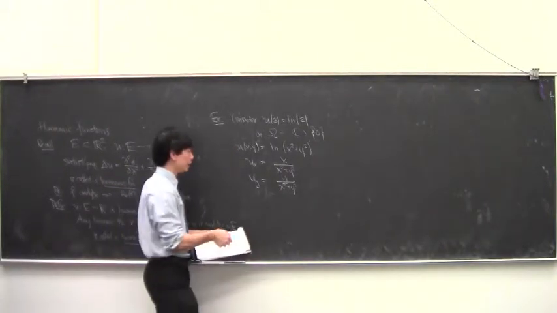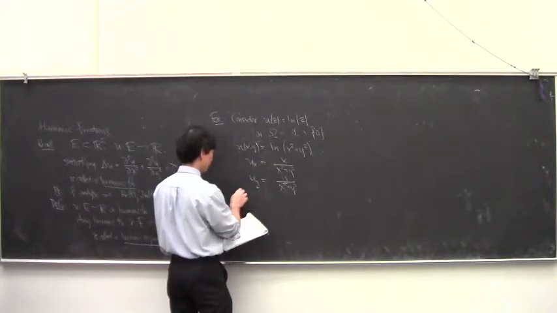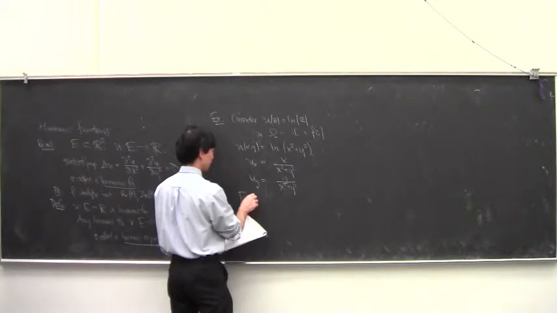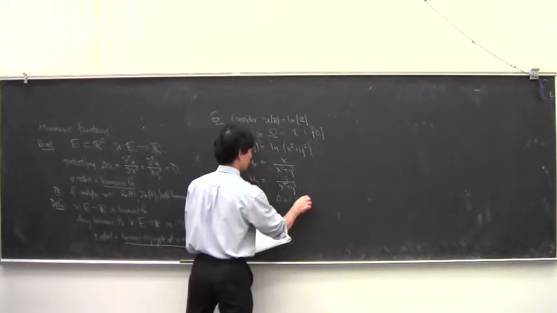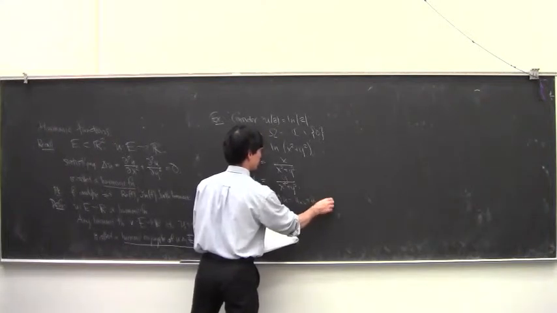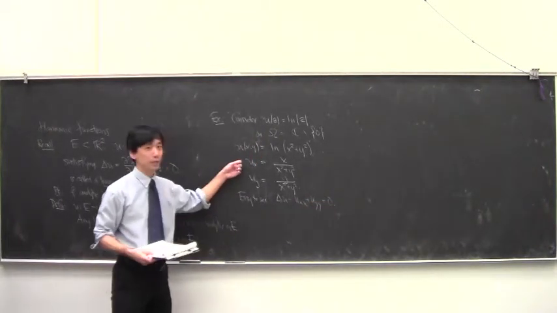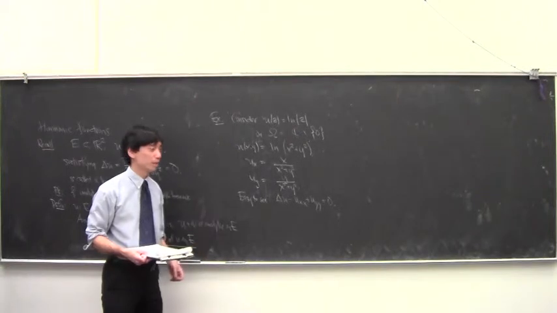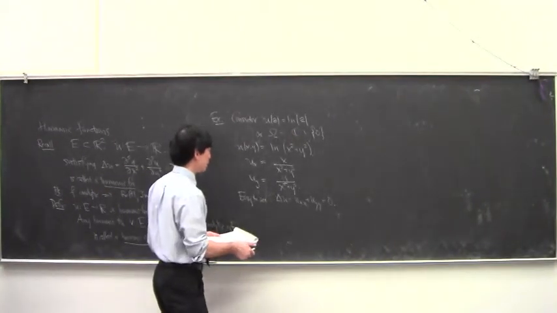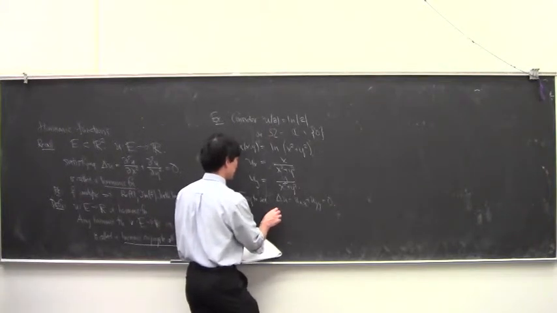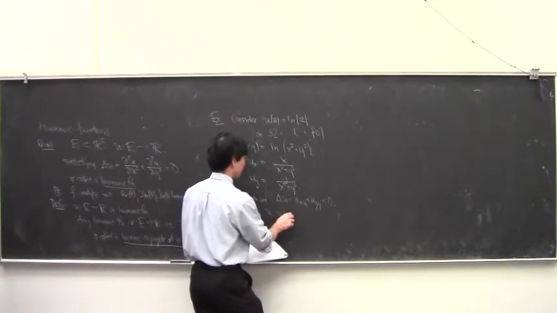And then you differentiate again, and it's easy to see that u sub xx plus u sub yy is 0. So just differentiate again, add them together, and you get 0. So it's harmonic, right? This u is harmonic.